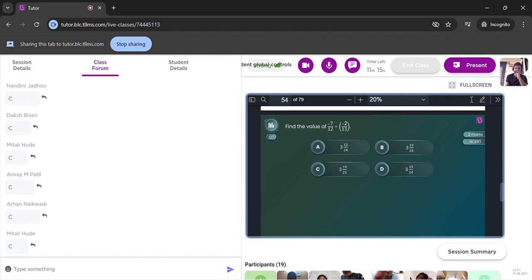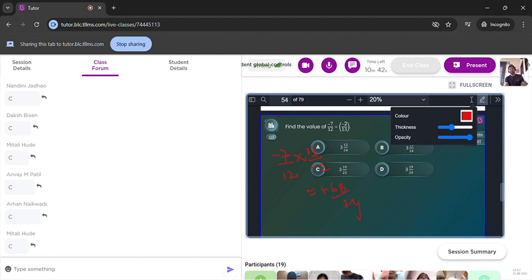Okay, now what will be the answer for this one? So as you can see here, I am keeping this number the same, and now we are going to change from division to multiplication, and this 13 will go to the numerator, and this 2 will come to the denominator part. Okay, and now you have to do the multiplication. Minus 68 divided by 24, and this you have to convert into a mixed fraction.